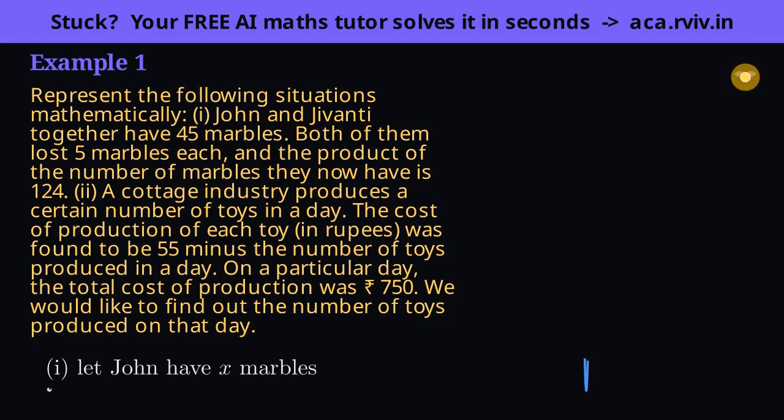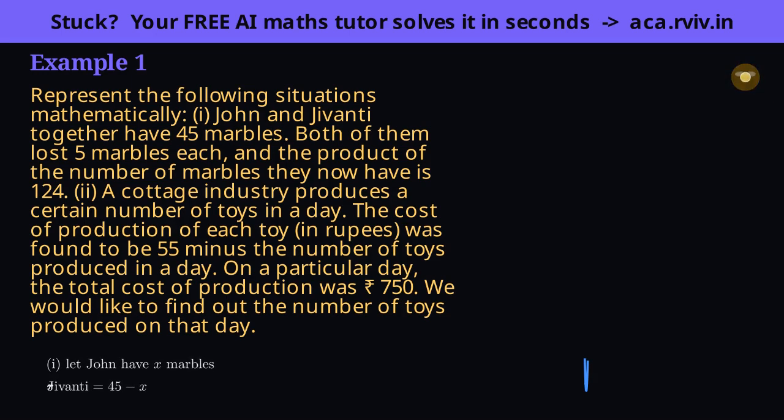Why can we get Jeevanti's count for free? Because we are told the 2 of them together have 45. If John has X, whatever is left of the 45 must be Jeevanti's, so Jeevanti has 45 minus X. Notice we've captured both people with a single letter. That's the whole point of naming well.